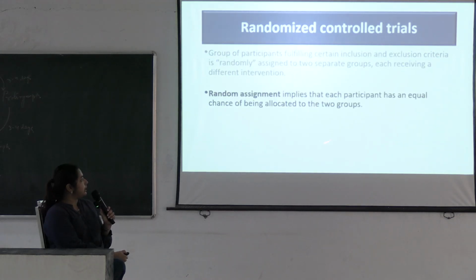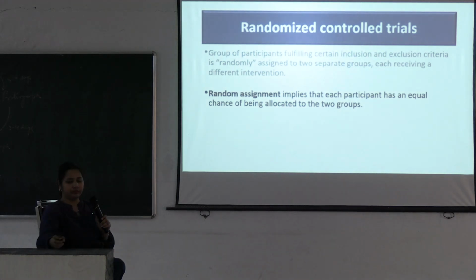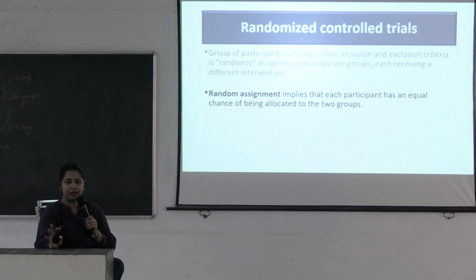Random assignment implies that each participant has equal chance of being allocated to the two groups. Now, what is this random assignment or randomization means? Whatever participants are entering your study, after meeting the eligibility criteria, whenever the participants are coming in your study, they do not know which group they will be allocated into, group A or B. They do not know which drug they will receive or which treatment they will receive or which diagnostic procedure they will receive. They do not know. So that is a random allocation or randomization.